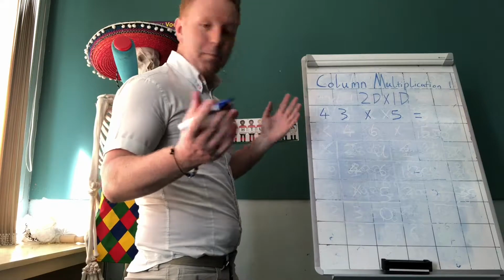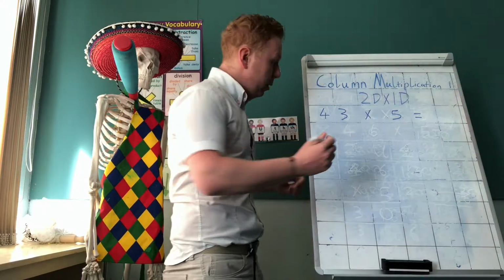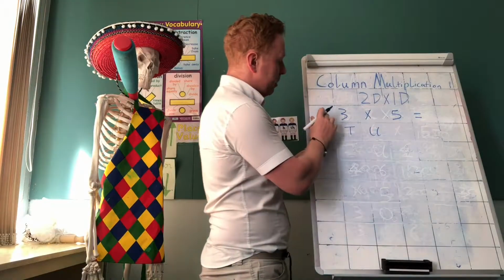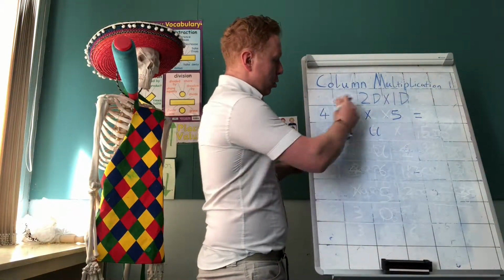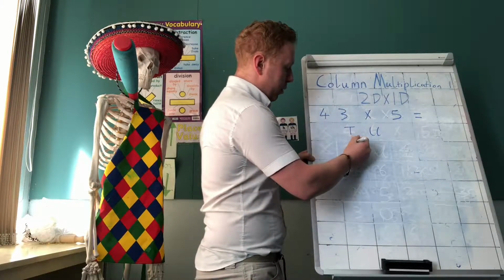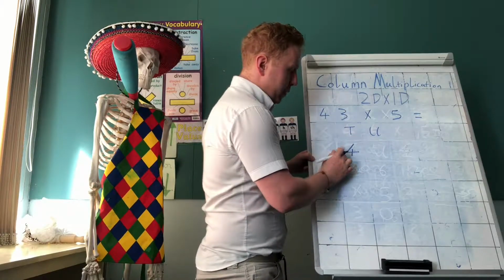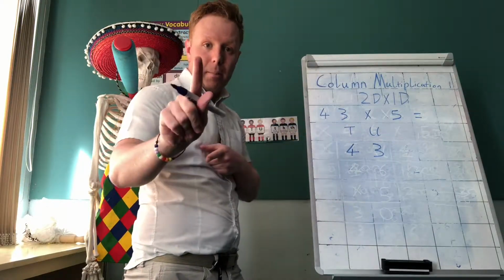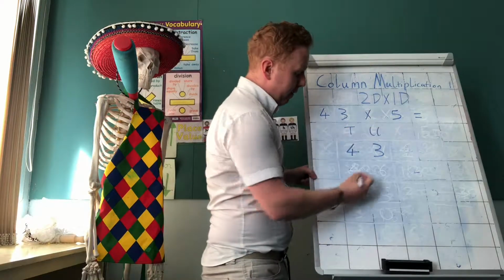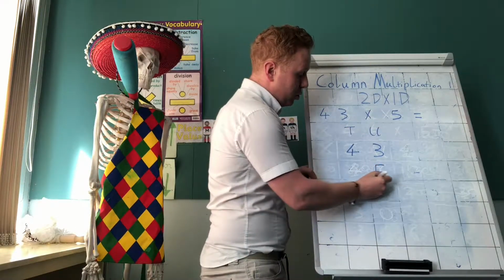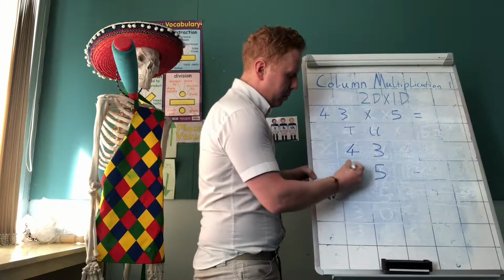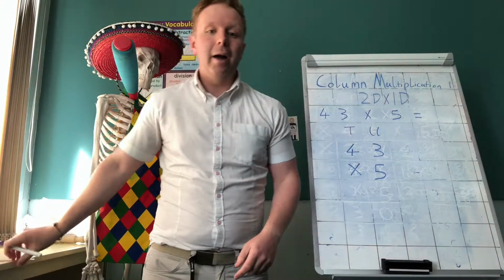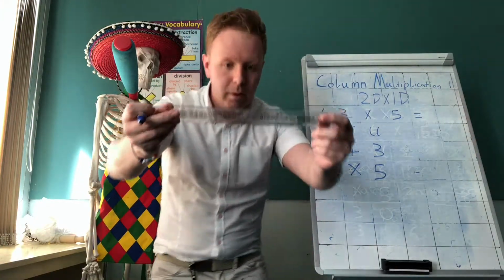So as before, like in my column addition, I'm going to write T and U for tens and units, because that's as much as I'm dealing with. So I start with my bigger number, put it on top, 43, 40 going in the tens column, 3 going in my units, nice and clear, one number per box, don't forget that, times by 5. Now I put the 5 in my units column because it's 5 units, and I put my multiply sign in my tens column.